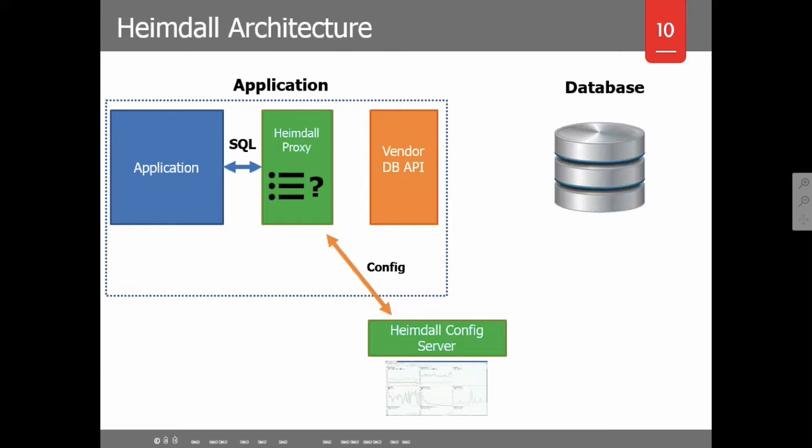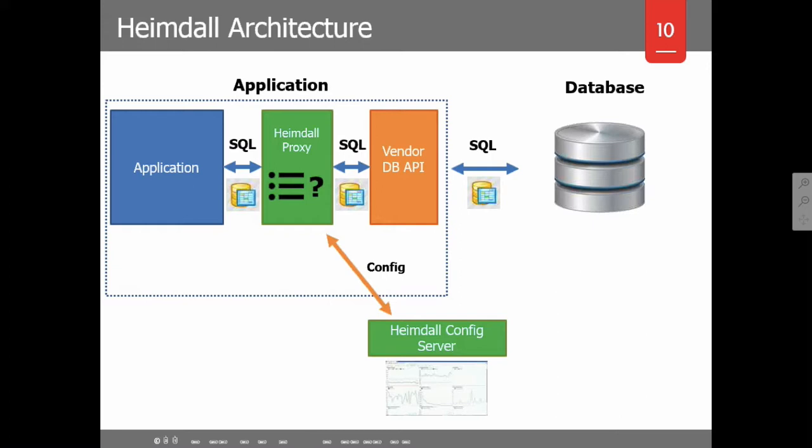So how it works: your application will execute an SQL query like it was before, but instead of that going directly to the vendor database API, it goes through the Heimdall proxy, which will often send it to the database API, goes to the database, and then the results will come back. Now this looks very similar, except now we have the proxy in between. But what this is allowing Heimdall to do is collect statistics and information about the database traffic that's going from the application to the database.